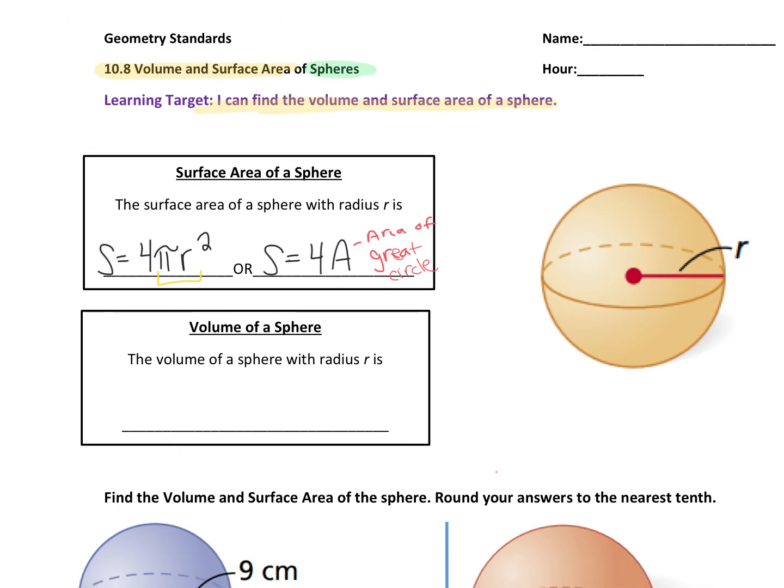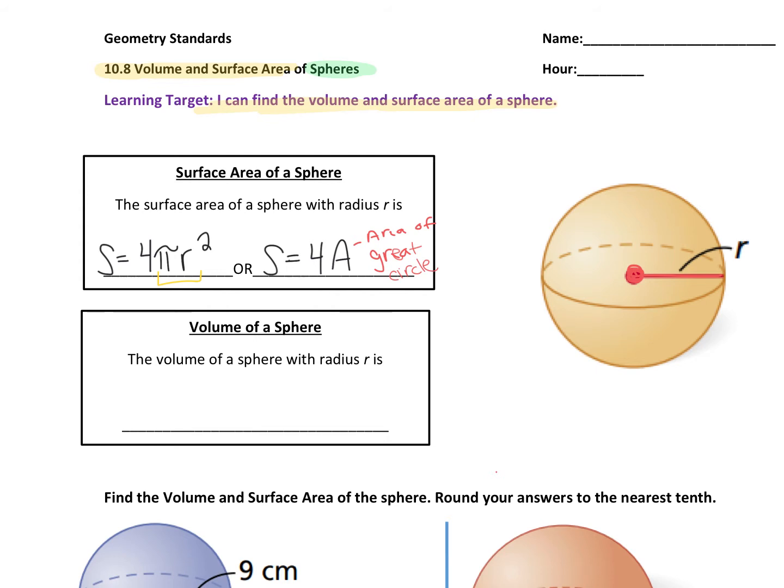And of course that R, remember that's just our radius. Our radius goes from the center of our sphere to the outside. And that would be in the great circle. Okay. And then let's talk about the volume of a sphere. Remember, volume is what it's going to take to fill it up.